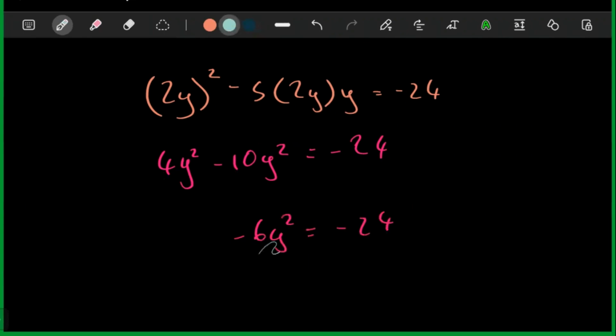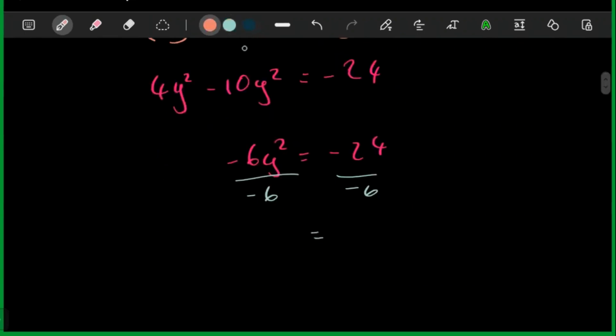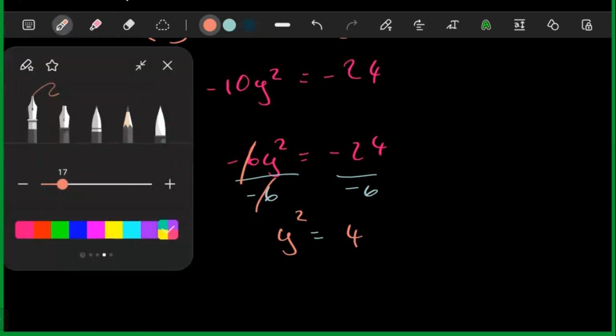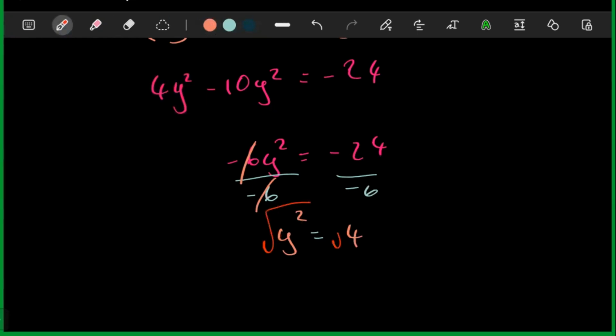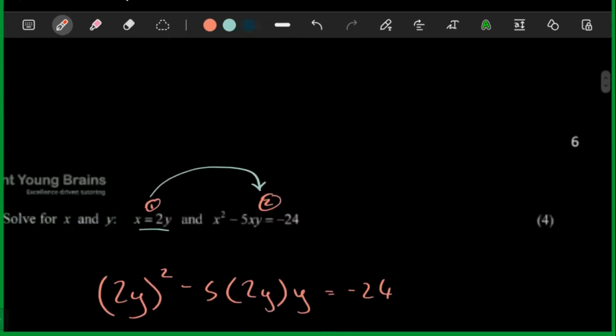Then we can divide by -6 on both sides. If we divide by -6 on both sides, we're going to have here y squared equal to a +4. And then obviously you're going to put a square root symbol here. Your answer is going to be plus or minus 2. So there are the values of y.